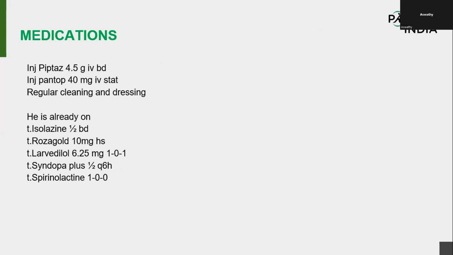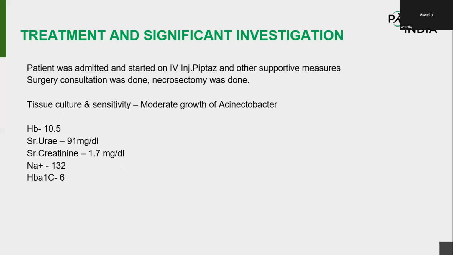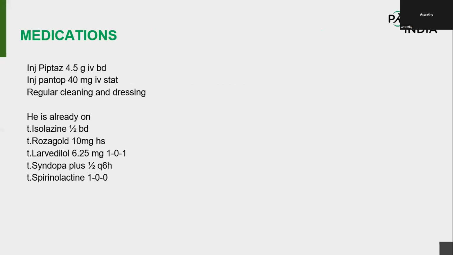Blood examination: HB 10.5, urea 91, creatinine 1.7, sodium 132, HbA1c 6. Medication: injection peptides 4.5 gram IV BD, injection pando 40 mg IV start, regular cleaning and dressing. He is already on tablet isolizine half BD, tablet rosuvastatin 10 mg HS, tablet carvedilol 6.25 mg BD, Syndopa Plus half Q6H, and spironolactone OD.